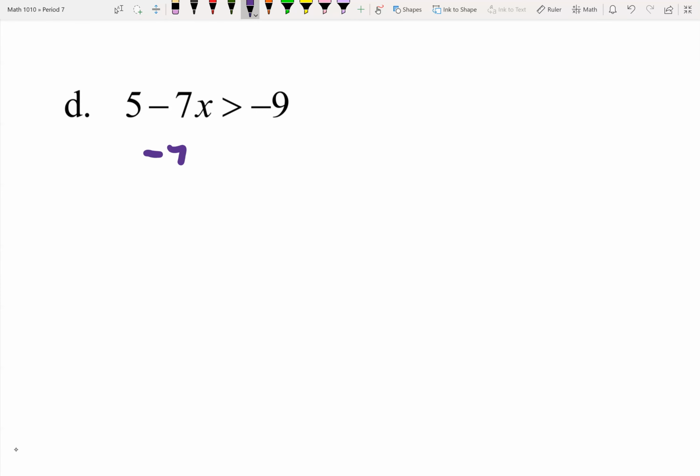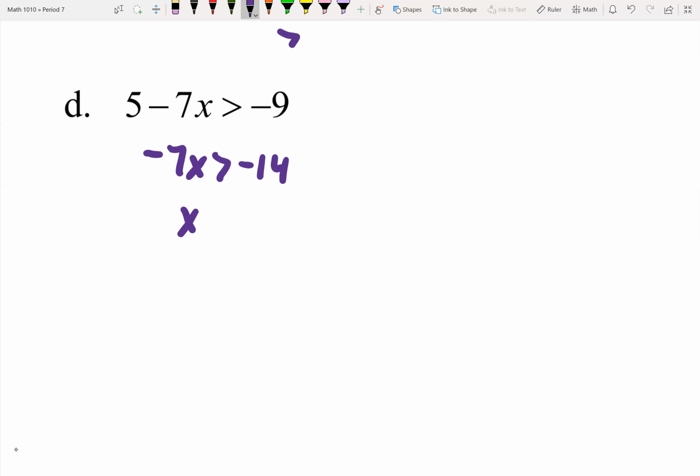So you have negative 7x. Switch that or don't switch it? Did I multiply or divide by a negative? No. So don't switch it, so it's a greater than. 5 comes over and becomes a negative, and you get negative 14. Tell me what to do now. Divide by negative 14, and you get x is, talk to me.